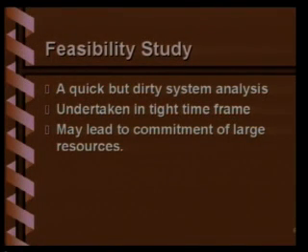What are the basic traits of a feasibility study? Well, it's a quick but dirty systems analysis. It is undertaken in a tight time frame, and it may lead to commitment of large resources. Probably a feasibility study is the one you might have to undertake in any industry before you submit a proposal. That is part of the feasibility study which you submit as a sort of proposal.